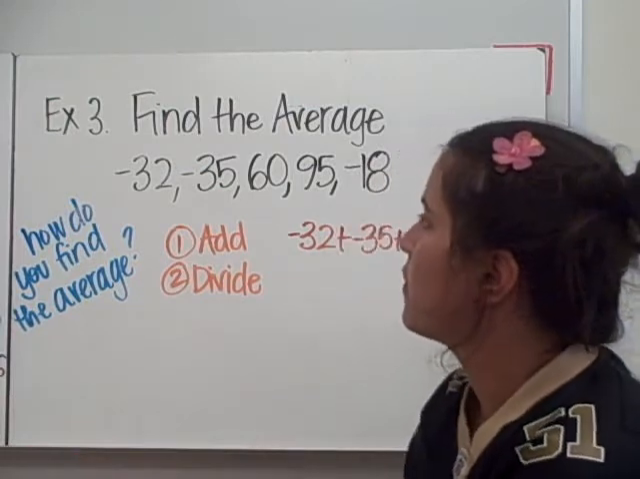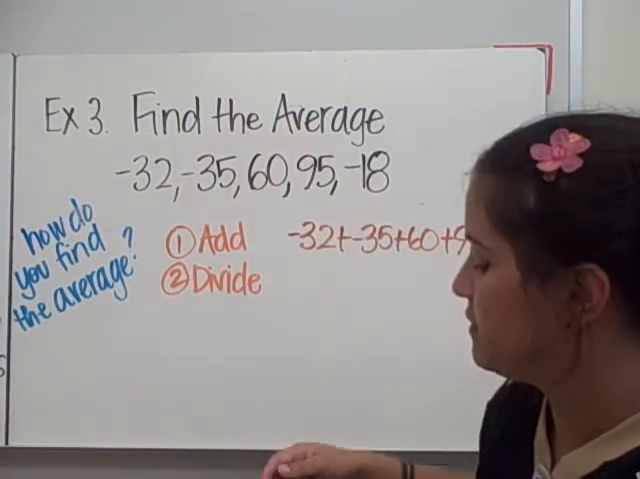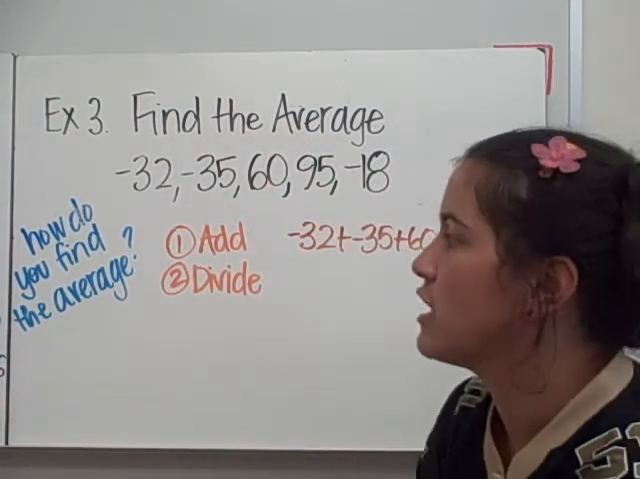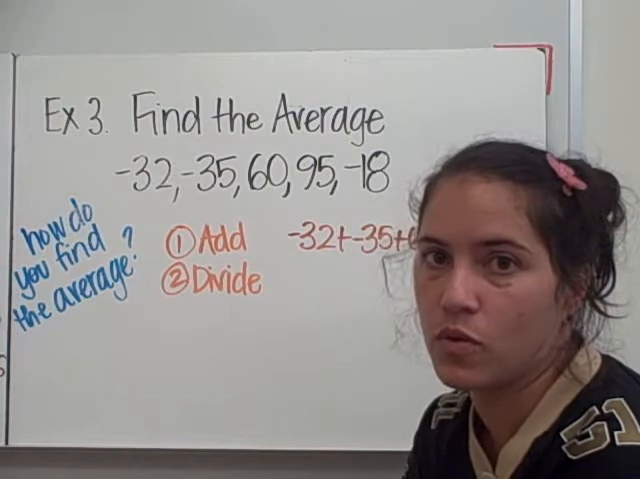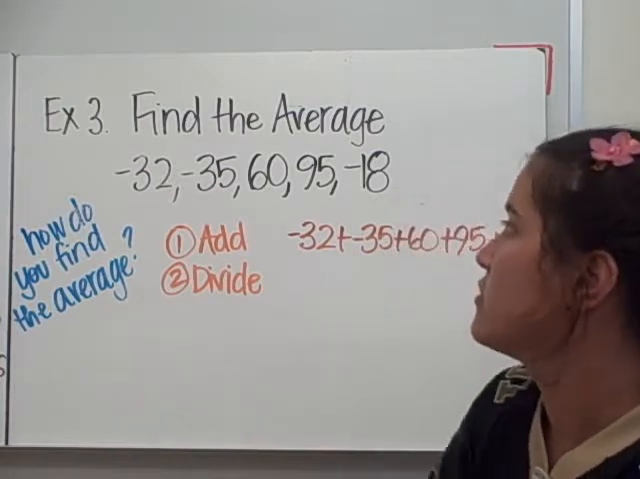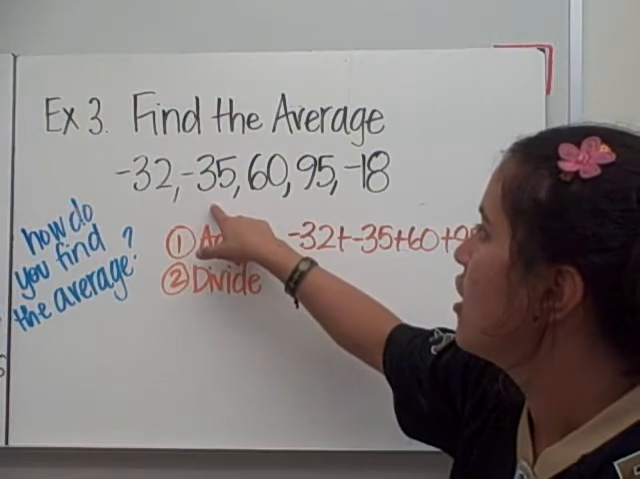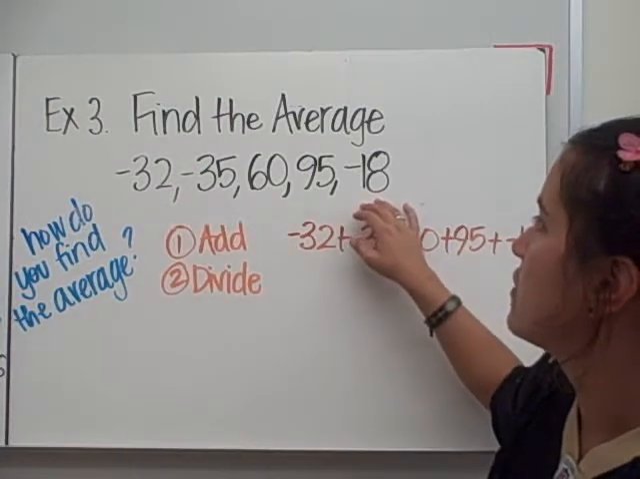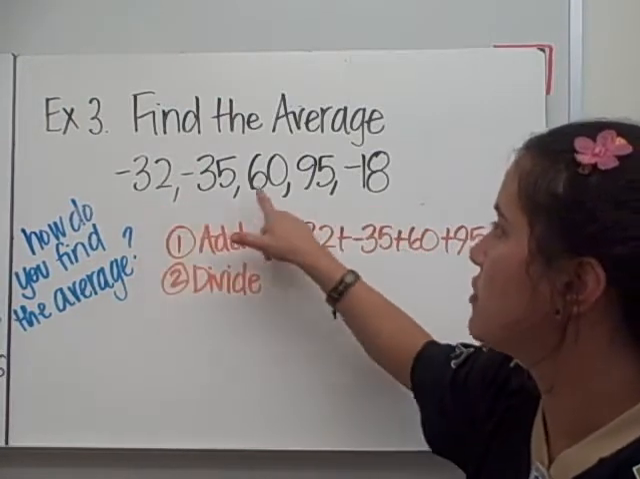So the next couple types of problems are called find the average. You have done average before in elementary school and probably 6th grade. So let's just review. To find the average, you have to add up all these numbers, and then you have to divide by how many numbers you have.